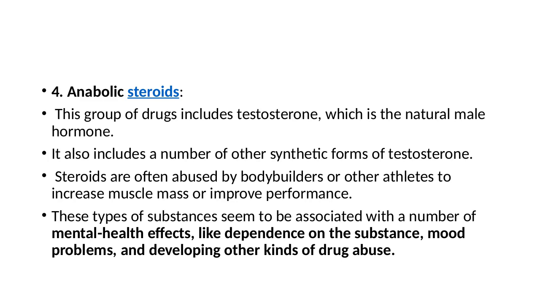The fourth type of drug that is normally abused is anabolic steroids, which is majorly abused by bodybuilders, because anabolic steroids normally slow down metabolism such that your body uses the small amount of food that you consume. So the majority of that food will be directed to build your body. This group of drugs includes testosterone, which is a natural male hormone, and this hormone is normally the one that is responsible for building muscles in men, as well as many other things. But here it is normally used in order to build the muscles of these men.